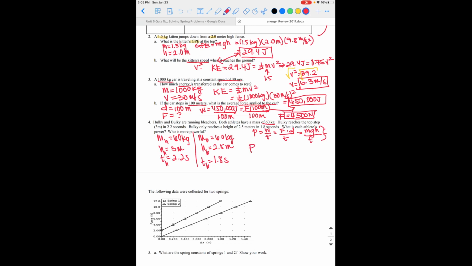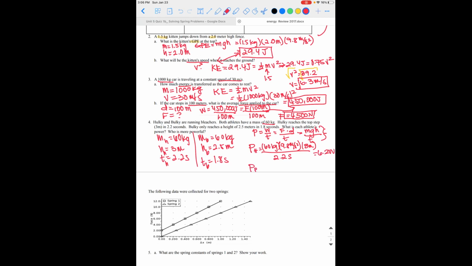So let's start with the power of Hulky. It is 60 kilograms times 9.8 meters per second squared times the height, which is 3 meters, and this is all over 2.2 seconds. When you calculate that, you get 602 watts.